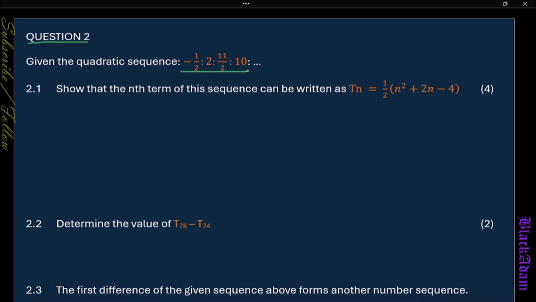Welcome to maths class, and this is the sequence. We have negative half, 2, 11 over 2, 10, and what we have to do is write the equation of the sequence. So it's negative half, 2, 11 over 2, and 10.